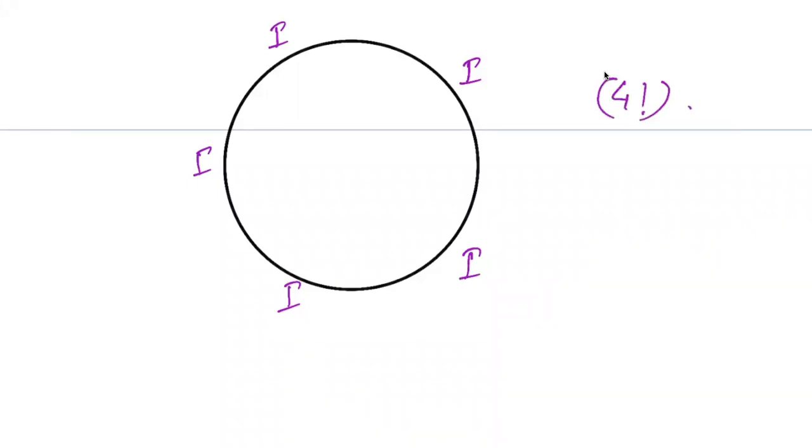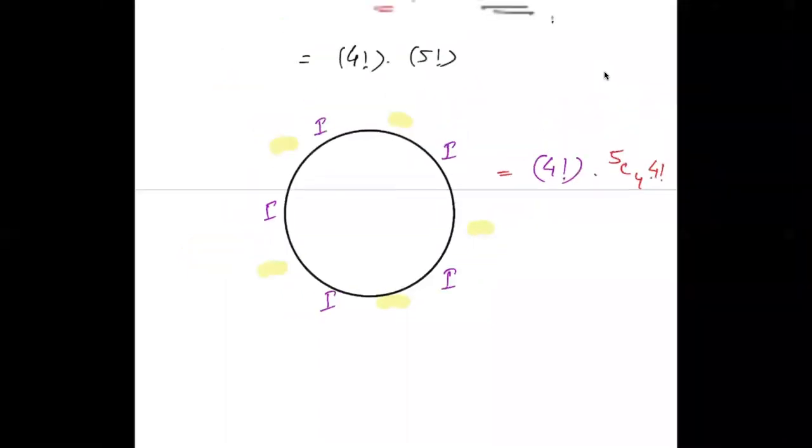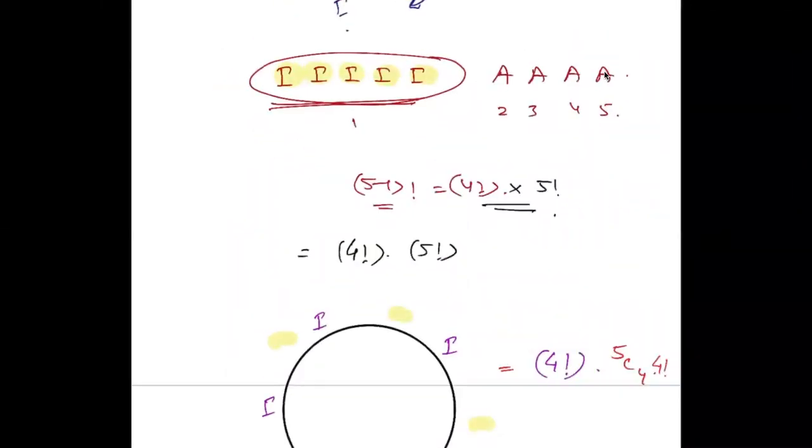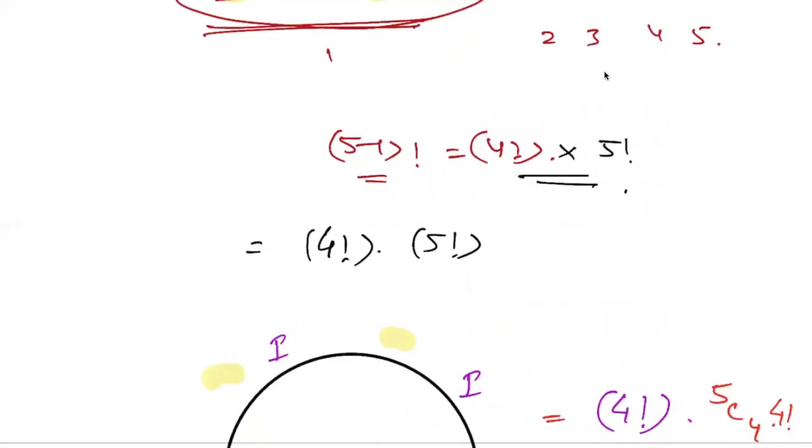Now, we have 1, 2, 3, 4, 5, 5 different positions. One, they have used a circle. So second time, it must not be a circle. So out of 5, we have to select 4 positions for Australians, and in those 4 positions, they can sit in factorial 4 ways, right? Factorial 4 into 5C4 into factorial 4. This is for the fourth one. Hope everyone is getting this and getting the right answer.